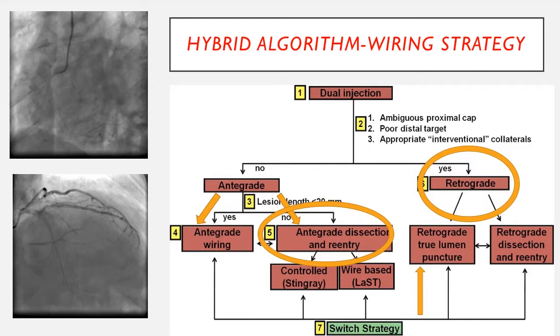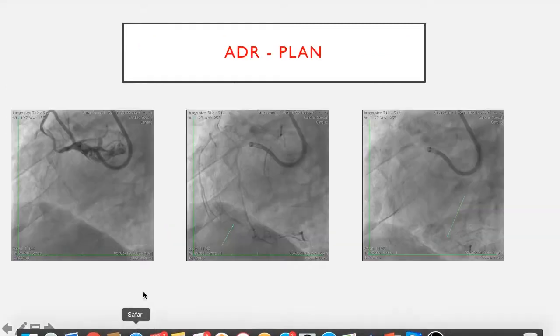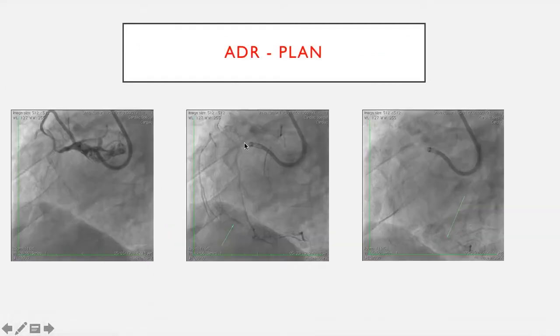So keeping that in mind, I thought of going ahead with ADR, because ADR is quite predictable and it won't demand much contrast usage. So what is the ADR plan for this case? This is a proximal cap, and I have to choose a distal re-entry zone.